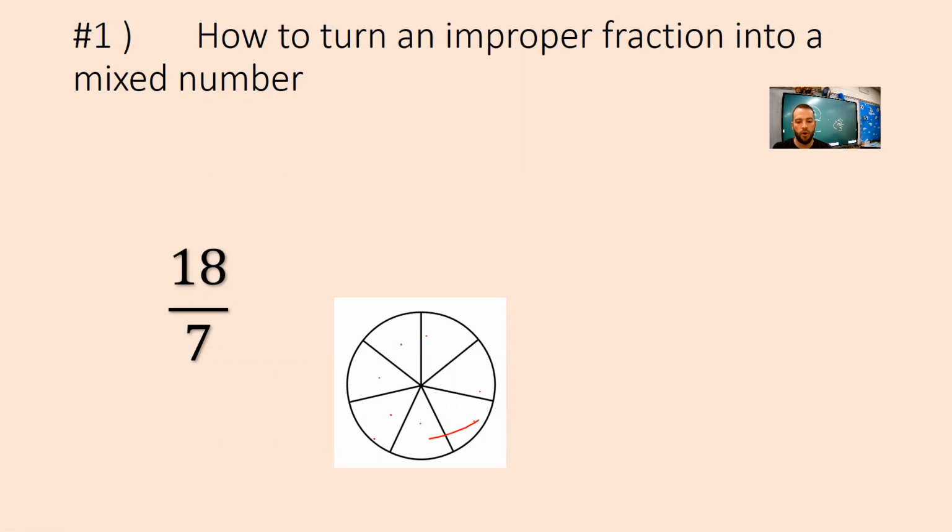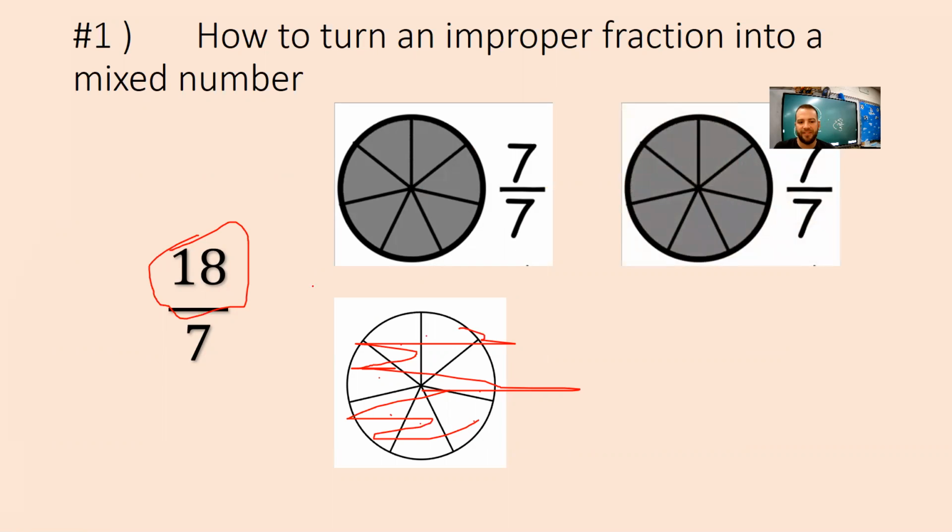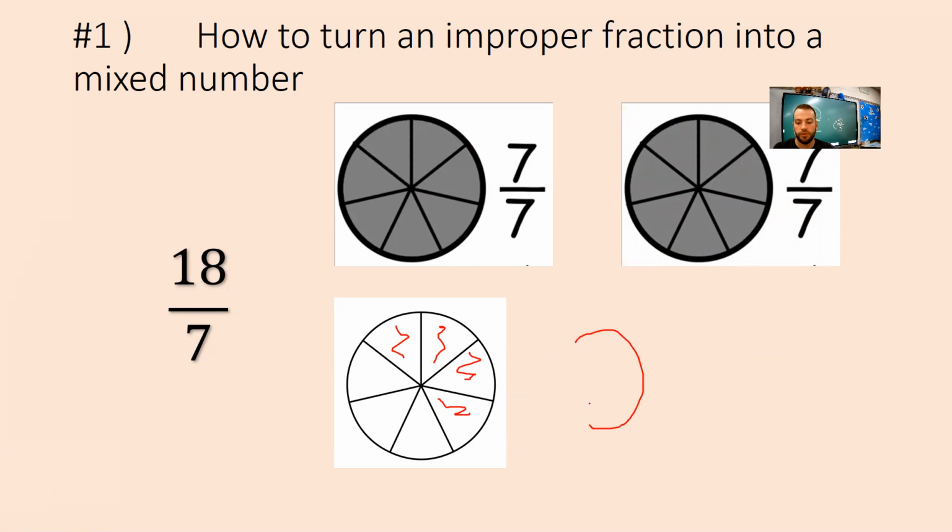So if we have 1 hole, that's 7 sevenths, but we have 18 of them. So after making 1 hole, we can make another hole, right? Actually, let's put our holes on top. So we have 7 sevenths and 7 sevenths. That is 14, right? And then after you have 14, we still have number 15, number 16, number 17, and number 18. So there were 4 left after making 2 holes. So it's 2 holes and 4 sevenths.